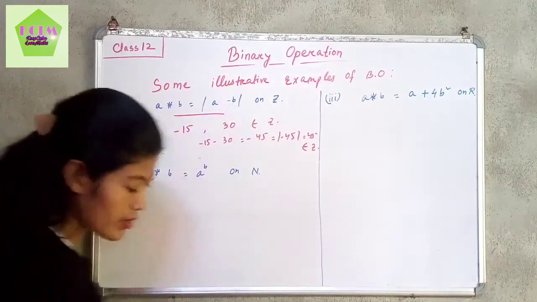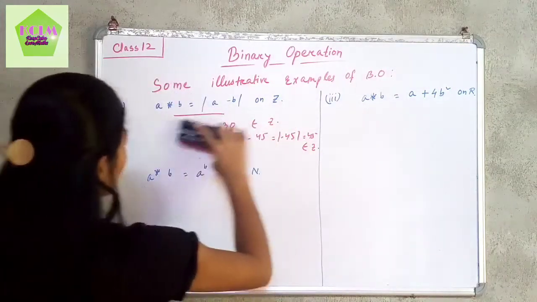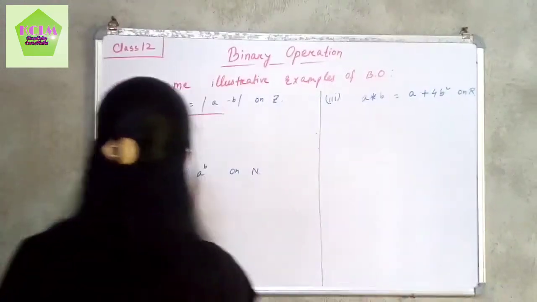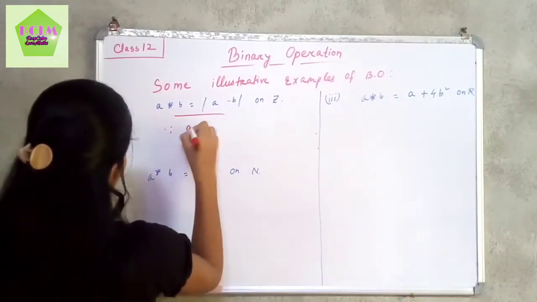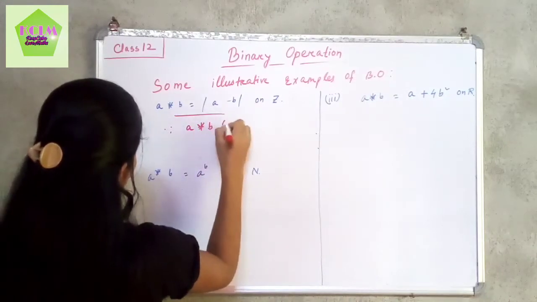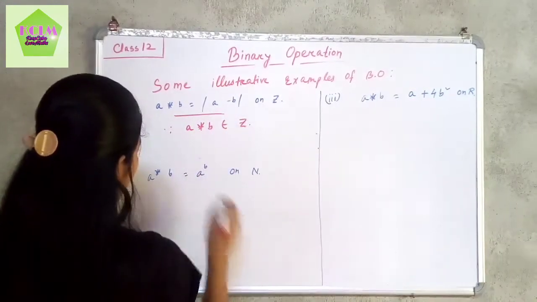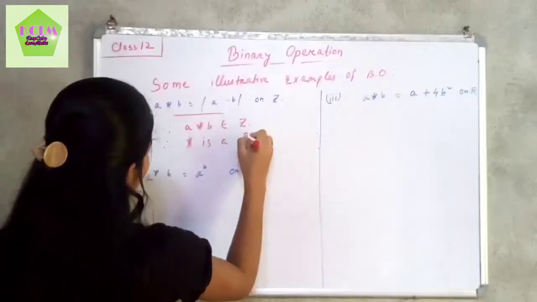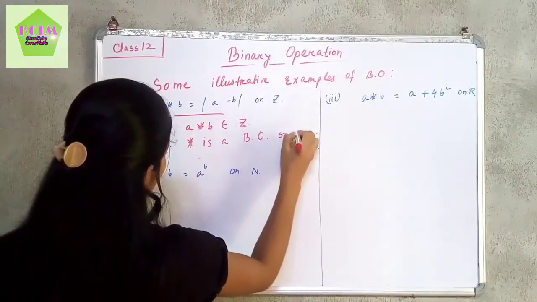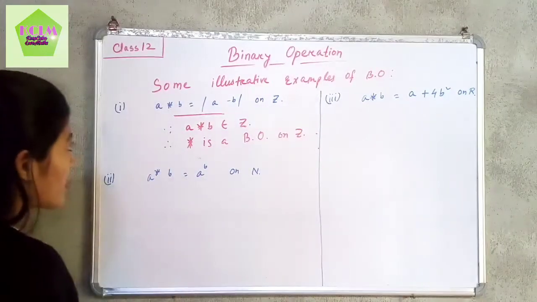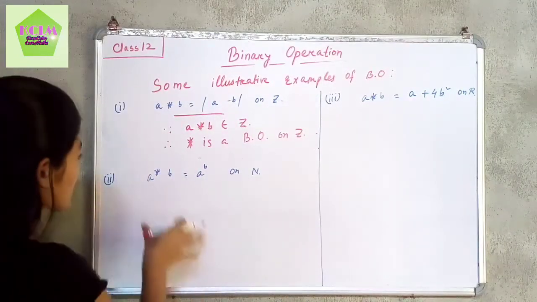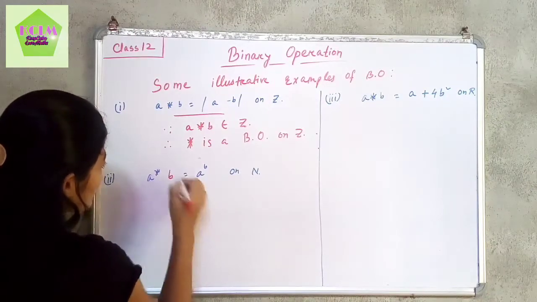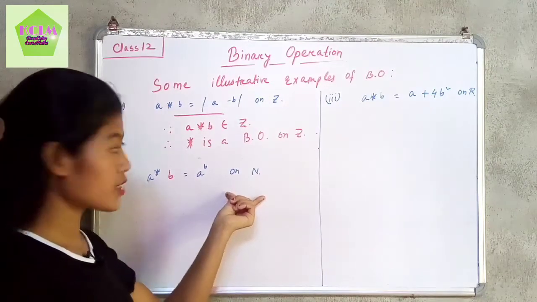So here we can write it as, since a star b belongs to the set of integers again, therefore star is a binary operation on the set of integers. Hence it is done. Now the second one, a star b is defined as a to the power b on the set of natural numbers.